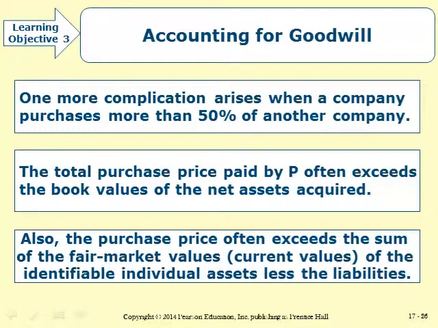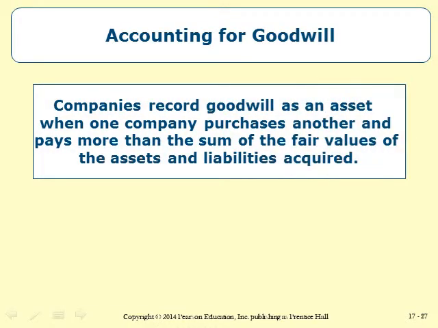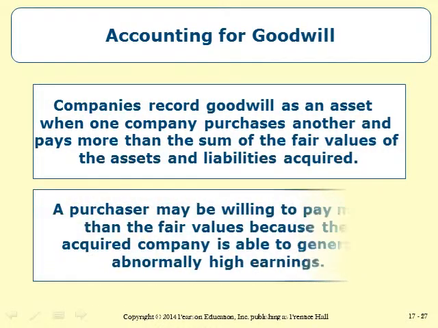Recall from Chapter 16 that goodwill is the excess of the cost of an acquired company over the sum of the fair market value of identifiable assets less liabilities. And so companies record goodwill as an asset only when one company purchases another and pays more than the sum of the fair values of the assets and liabilities acquired. A purchaser may be willing to pay more than the sum of the fair values because the acquired company is able to generate abnormally high earnings.